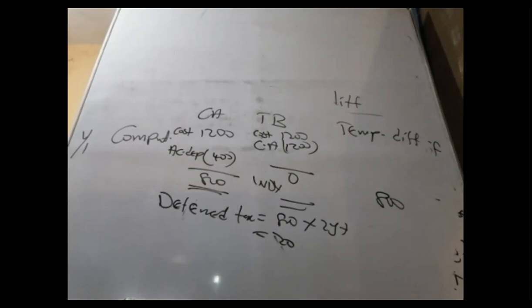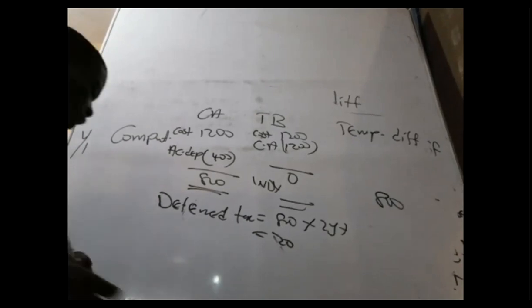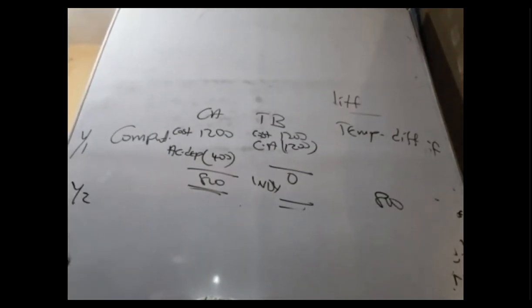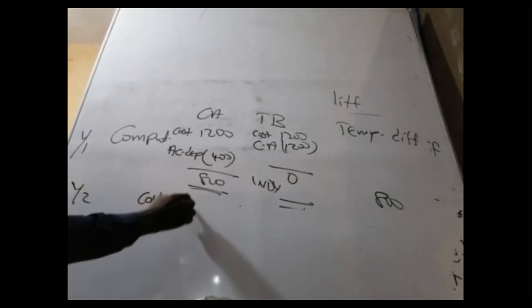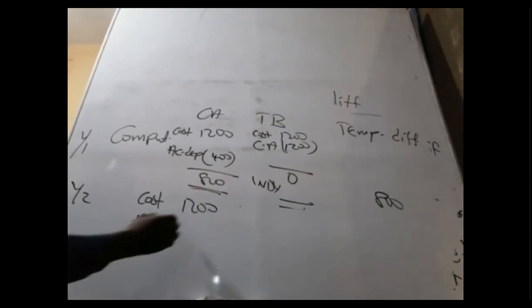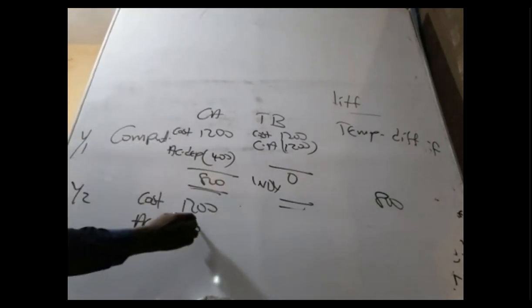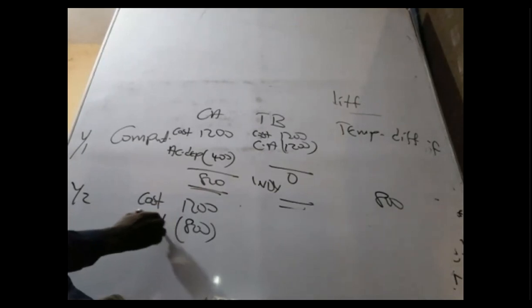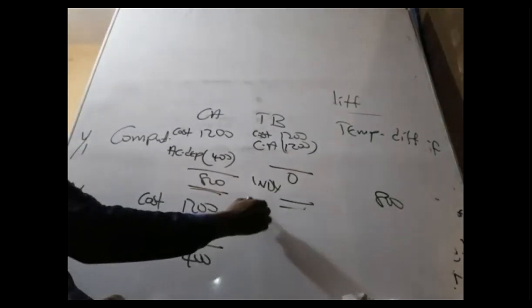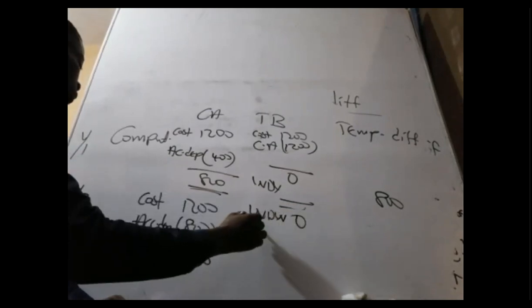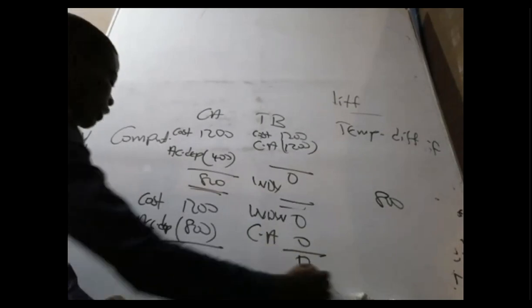Let's go to year 2. So we're done with the first year. With year 2, what's the cost of the asset? The cost is 1,200. What is the accumulated depreciation? Now it will be 2 years, 400 plus 400, making 800, right? So you get 400 as the carrying amount. What is the opening balance of the written down value? It is 0. Capital allowance, 0. At the end of the day, everything is zero. So what's the temporal difference here? Again, the temporal difference is 400.